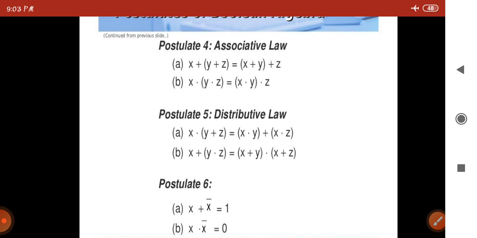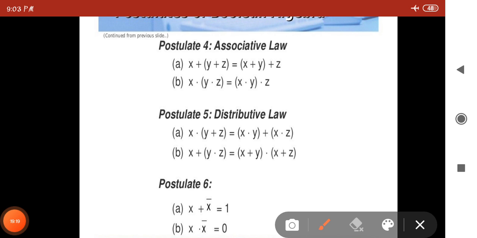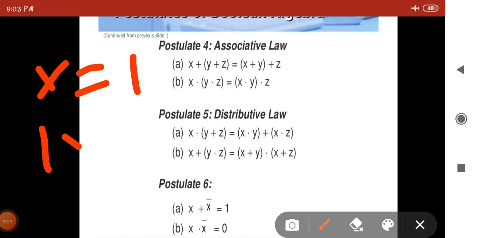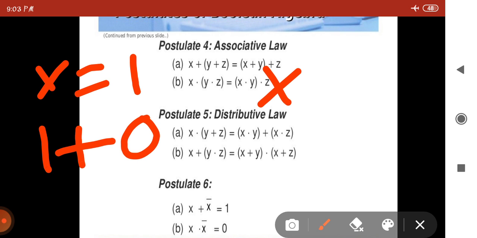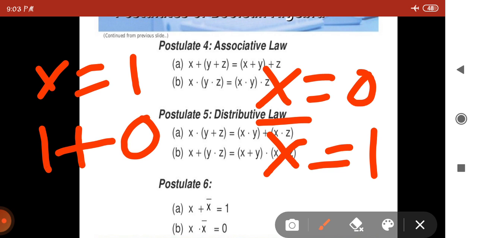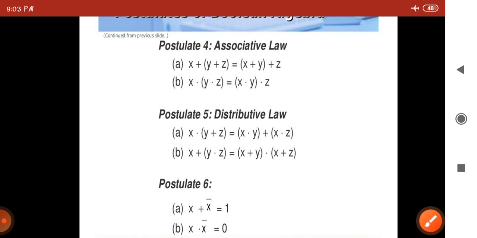Postulate number 6, x plus x bar equals 1. Why? Whether x equals 1, yes, 1. x plus x bar: if x is 0, x bar is 1. It always comes to 1. It always comes to 1. x into x bar always comes to 0.